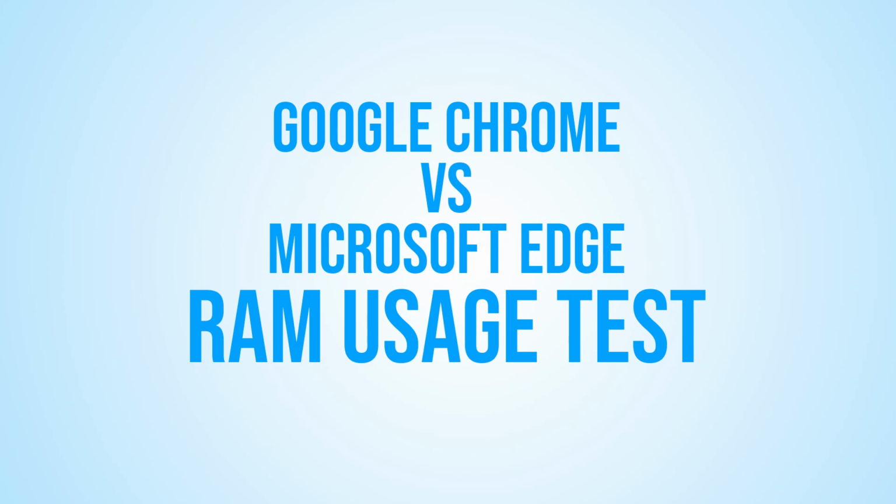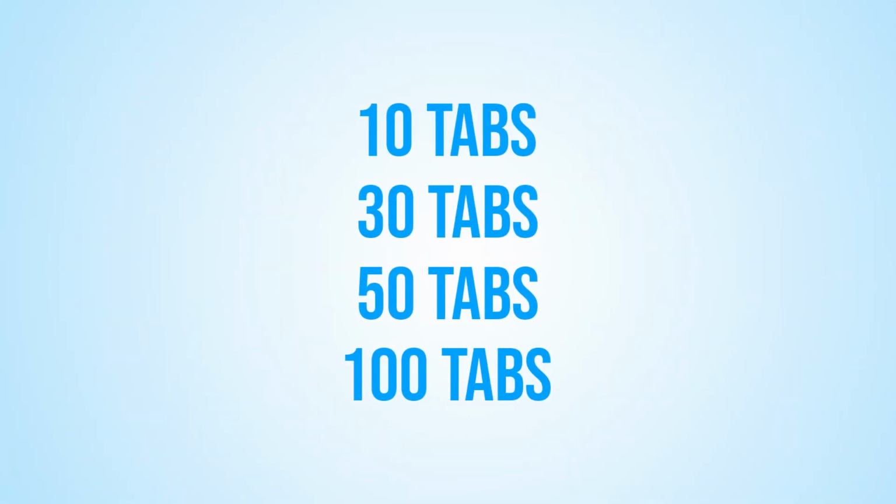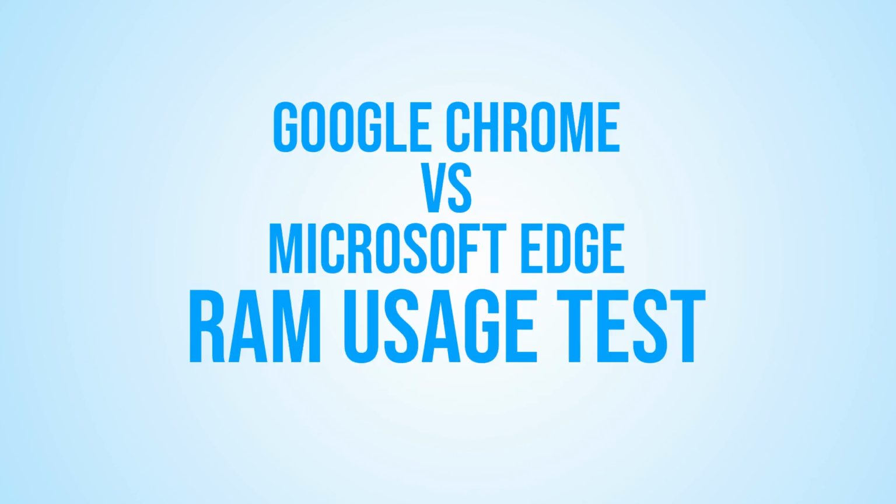In today's video, we're going to be putting Edge and Chrome to the test. Browsers are often blamed for consuming huge amounts of RAM, and in this video, we'll be seeing just how much RAM is being used when we open multiple tabs. We'll be starting with 10 tabs, then moving on to 30, 50, and finally 100 tabs. This is a RAM stress test for browsers and will give us a clear idea of which browser is the most efficient when it comes to managing memory. So let's get started and find out which browser comes out on top.